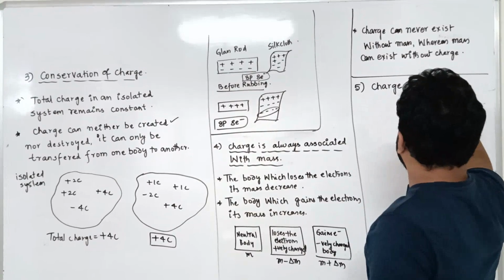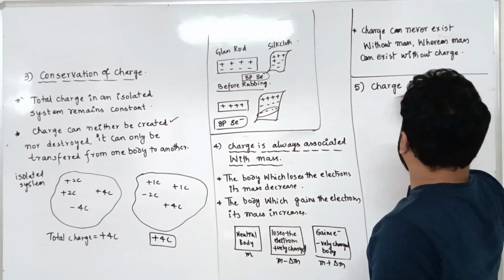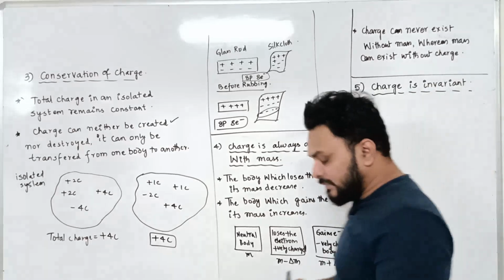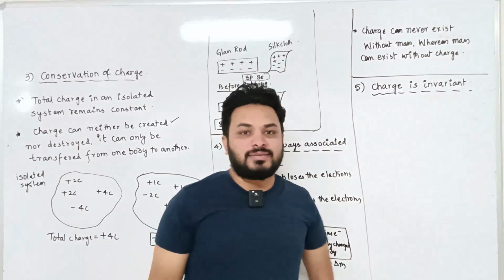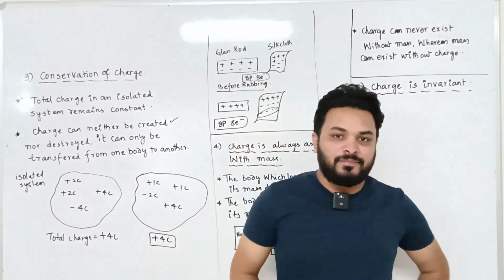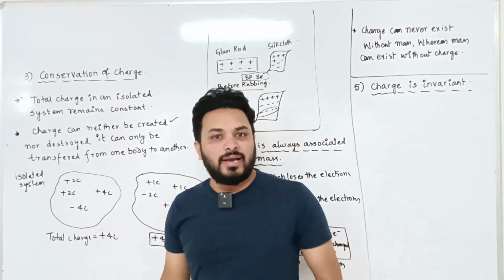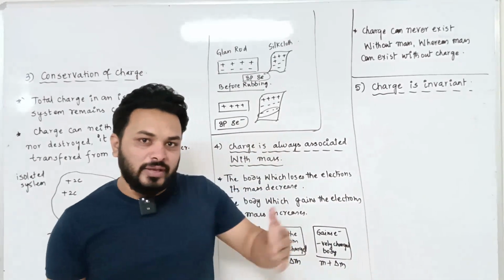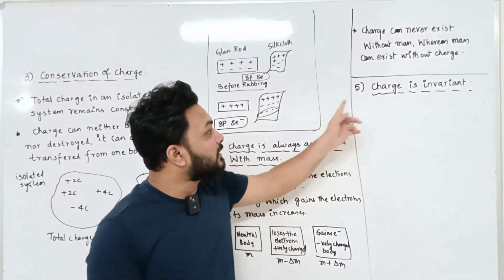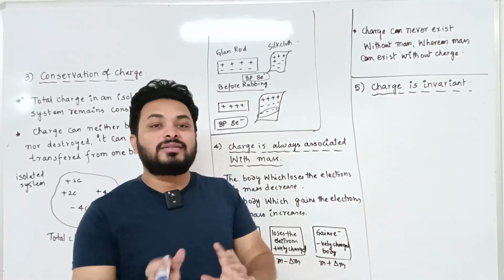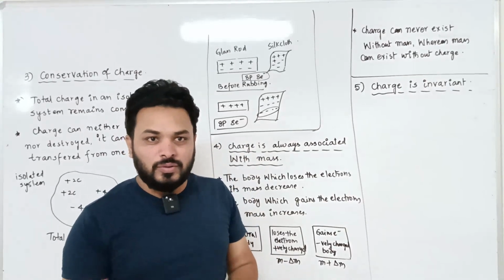Charge is invariant. What do you mean by this? See, mass is variant. What does that mean? Whenever a mass is moving with a velocity, we compare it with the speed of light. Whenever the mass is moving, it varies with respect to the speed of light. But whenever the charge is moving, it does not change its value. What do you mean by this?